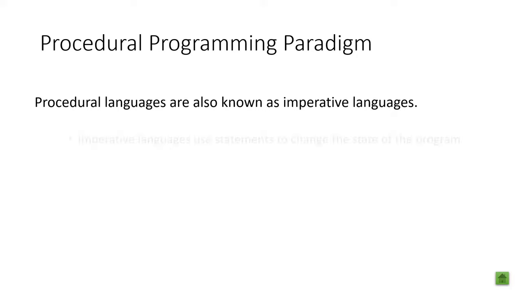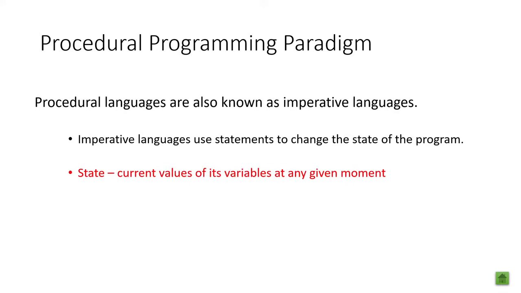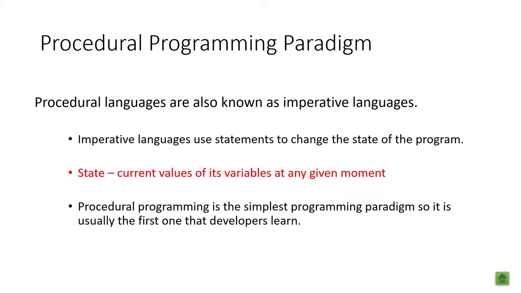So, procedural languages are also known as imperative languages. That doesn't really matter. That's not really that important. Imperative, they just use statements to change the state of the program. They stem from the old languages of the past.